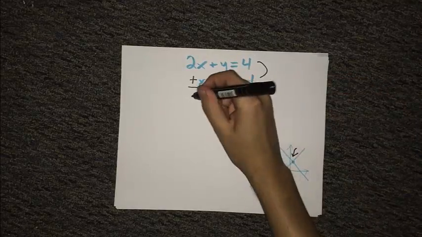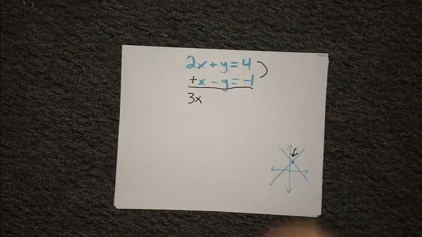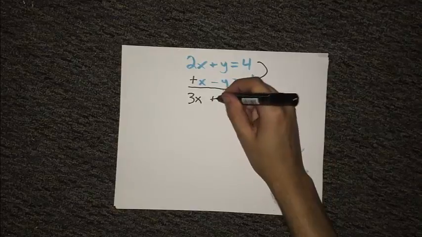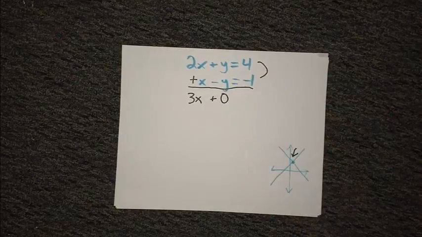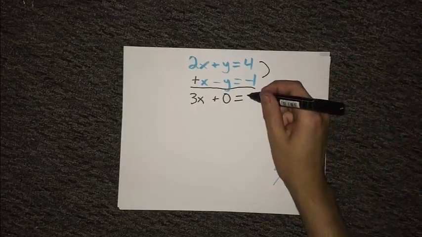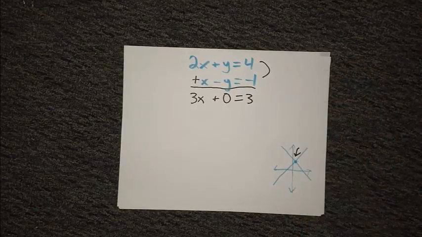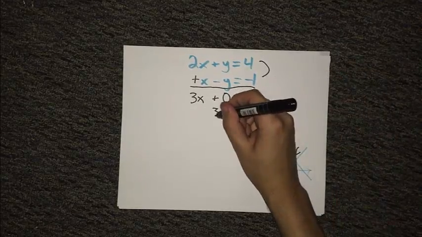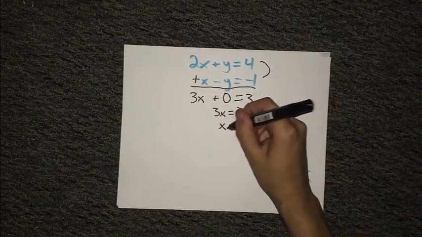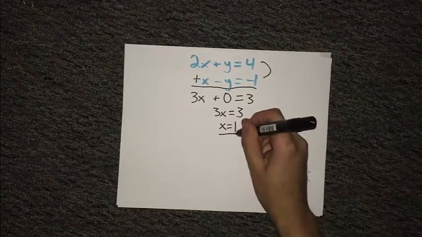Start by adding together the 2x and the x in order to get 3x, and then subtract the y from the bottom equation from the y in the top equation to just get 0. Finally, subtract 1 from 4 to finish off the equation. As an end result, we have 3x equals 3. By dividing both sides by 3, we get x equal to 1.